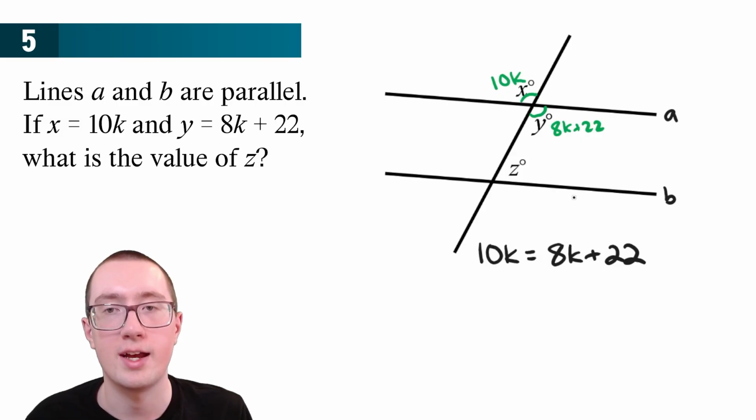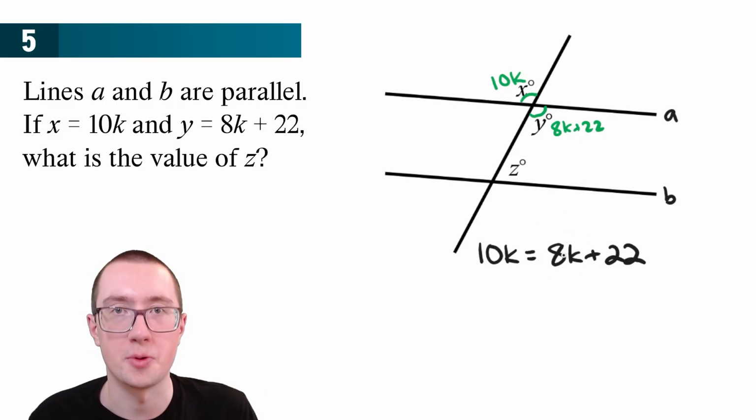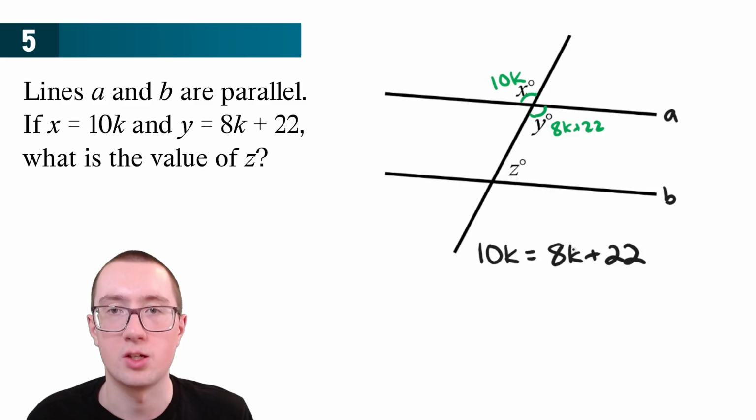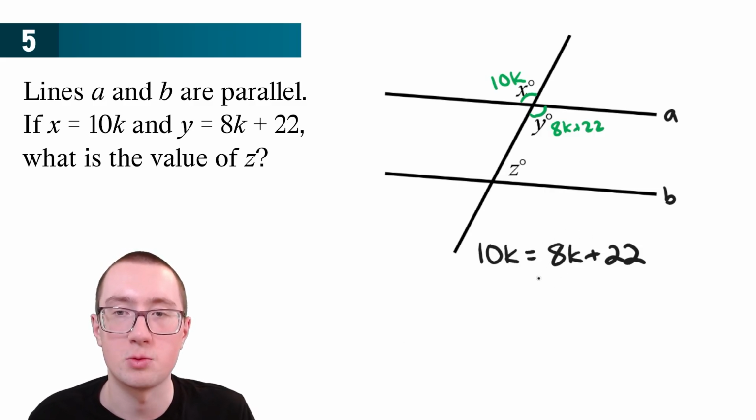So let's try to solve for k, find out what x and y are, and then move on. So how do we solve for k? Remember, we want to get it by itself on one side of the equation, and well, it's on both sides of the equation, so we need to get rid of one of them. I'm going to get rid of the 8k. So let's subtract it from both sides of the equation.